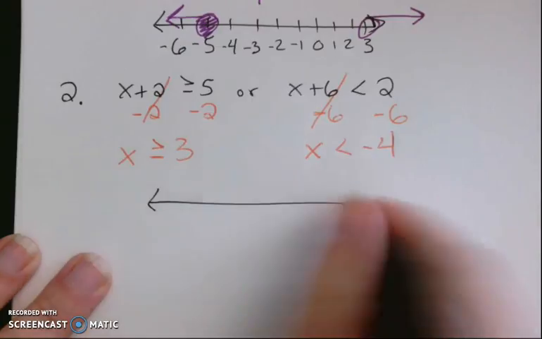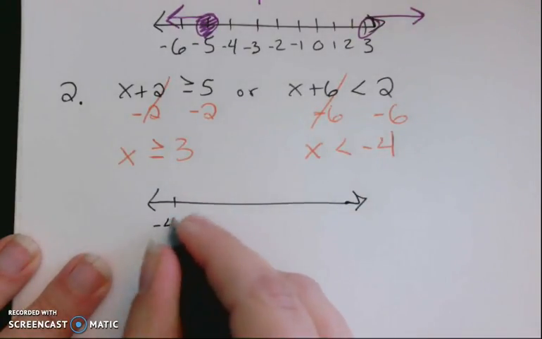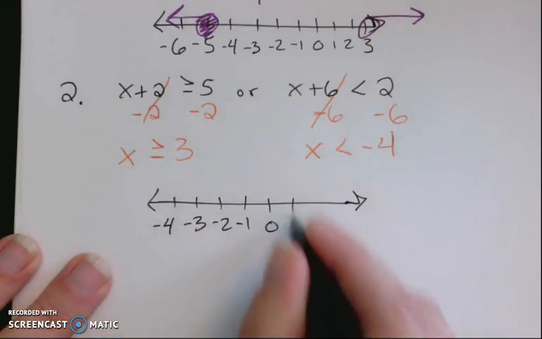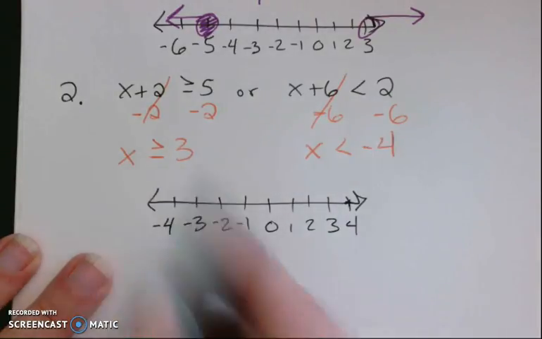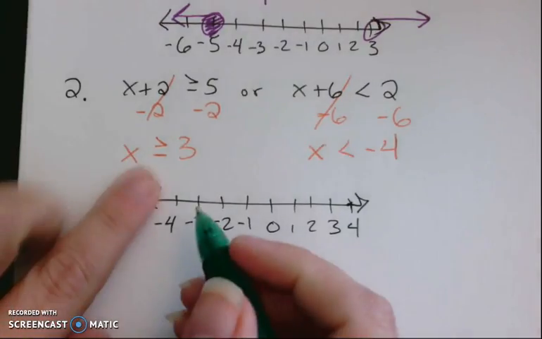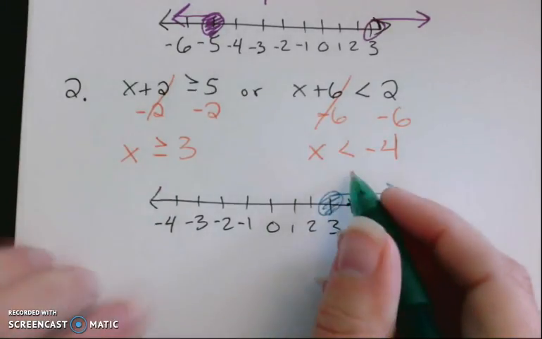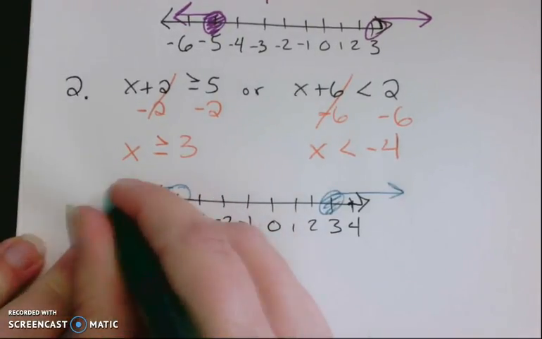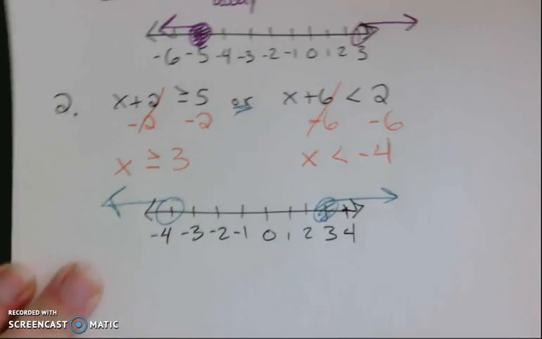And I draw my number line. So negative 4 is my smallest number here. And make sure you get all the way to the other number, 3, in this case. So x is greater than or equal to 3. Circle it, fill it in, goes to the left, greater than. X is less than negative 4. Circle it, I keep it open, to the left, less than, to the left. So notice or, they point away from each other.